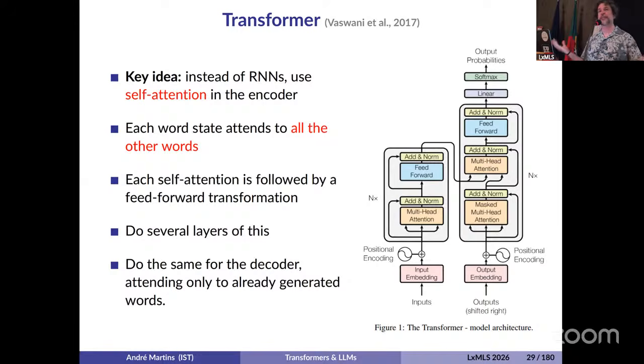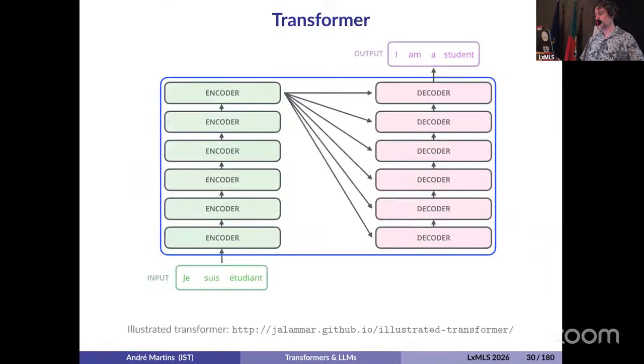Okay, and we do several layers of this. So we have several blocks. And we do the same thing for the decoder with some small differences that I'm going to explain in a bit. The difference is that in the decoder we attend only to the words that have already been generated. We cannot attend to the future words, right? And I'm going to describe later how we can ensure that.